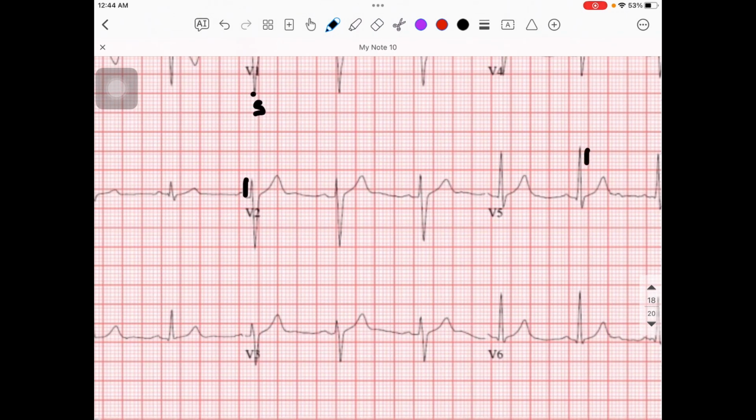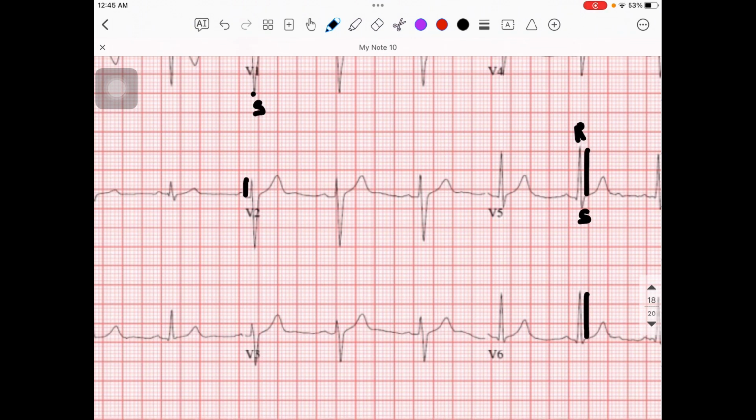So for example, you can see over here, in V5 and V6 the R wave is much taller as compared to the V1 lead. So we can say that left sided leads will have more height as compared to the right sided leads. You can see this is the R wave, this is the S wave, and the S wave becomes smaller now, right?